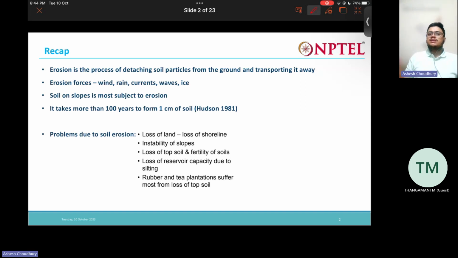Reservoir capacity means what? Say you have a dam. You've constructed a dam reservoir. So what happens? The river is carrying a lot of silt from the upstream side. When the river flows, it carries this silt from the nearby river banks with it, and that silt gets deposited as the river comes down, in the downstream portion. Mostly this happens in hilly regions.